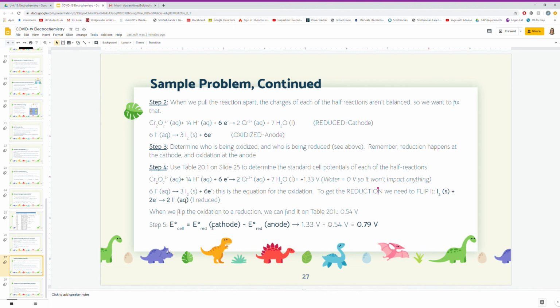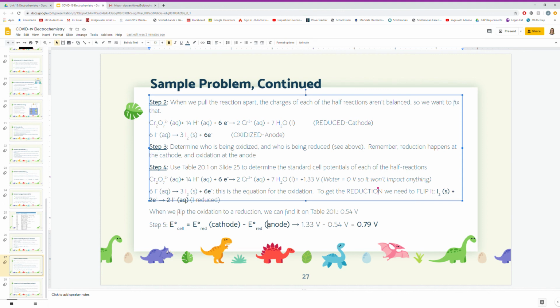Then, last but not least, you take the E0 red at the cathode minus E0 red at the anode, so 1.33 volts minus 0.54 volts, and you get 0.79 volts, and that is your standard cell potential, and that is how you find the standard cell potential.